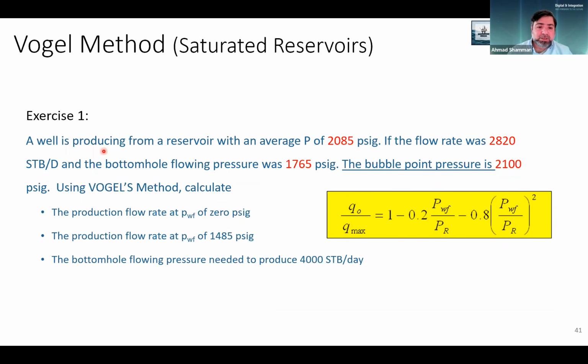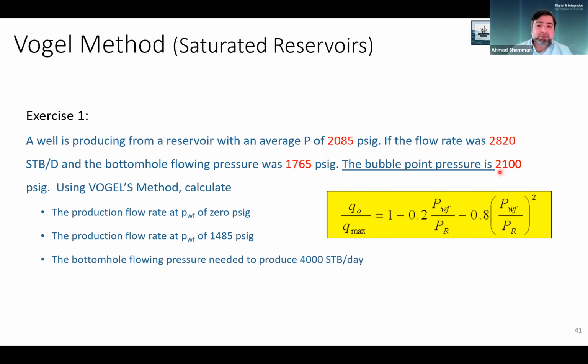A well is producing from a reservoir with an average pressure of 2085 psig. This is the average reservoir pressure. The measured flow rate was 2820 stock tank barrels per day, and the bottom flowing pressure was 1765 psig, knowing that the bubble point is 2100. Why did I give you this number? It's not useful here.